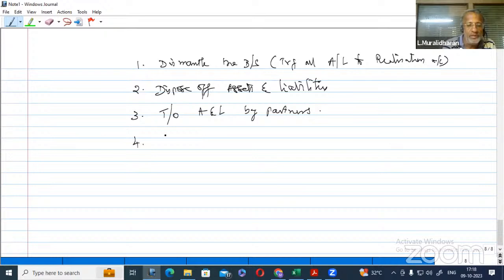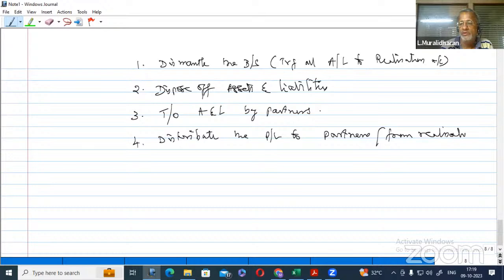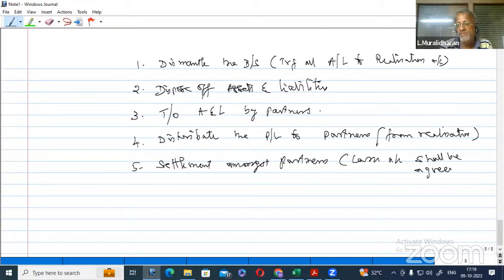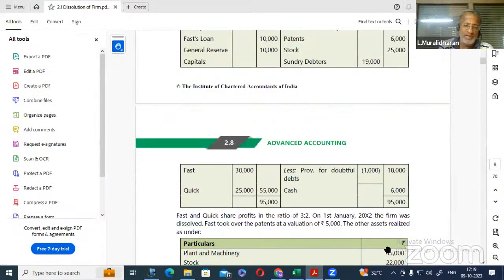Then distribute the profit or loss to partners from the realization account. Then lastly, settlement amongst partners. Settlement amongst partners. That is, cash account shall be agreeing. This is for a simple and straightforward dissolution problem. Are you understanding? Now, you should definitely be understanding. No problem there.